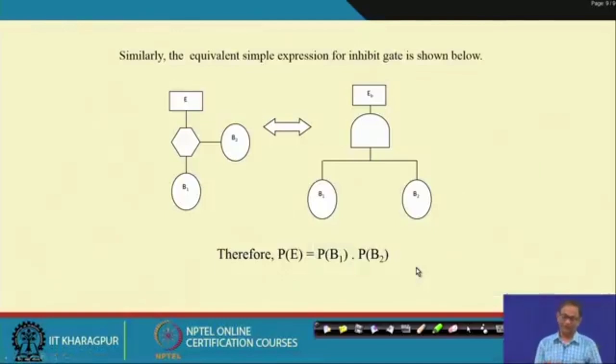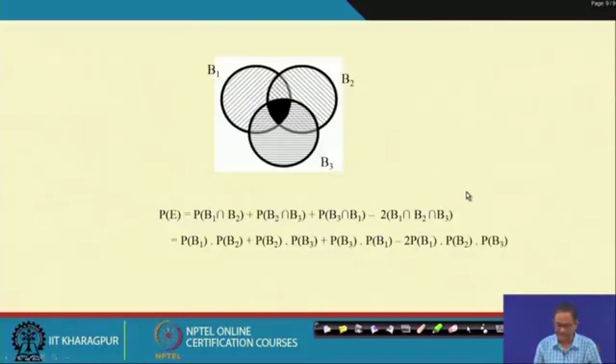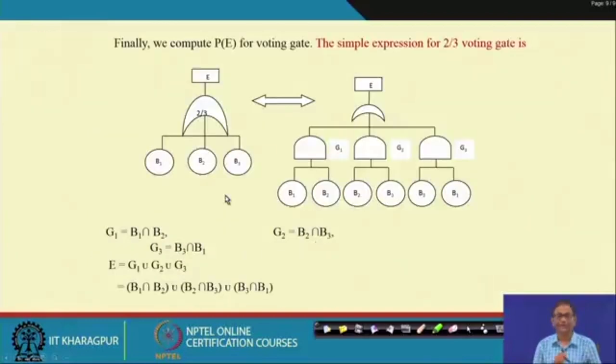I told you about this; it is simple. It is the inhibit gate and it is equivalent to this, and then the probability is this. We have discussed this, so no need of discussing further. But this one, let us discuss. So what are we doing here?